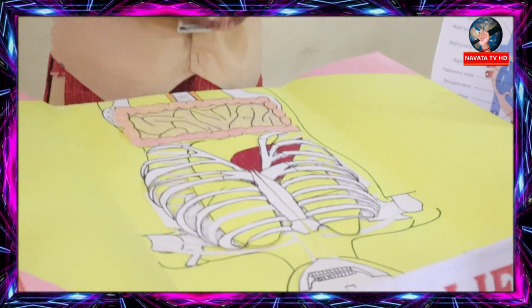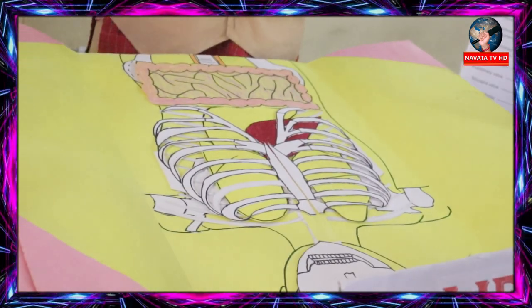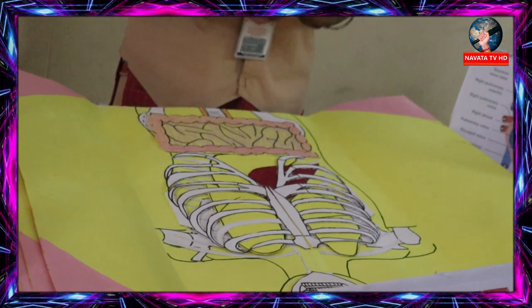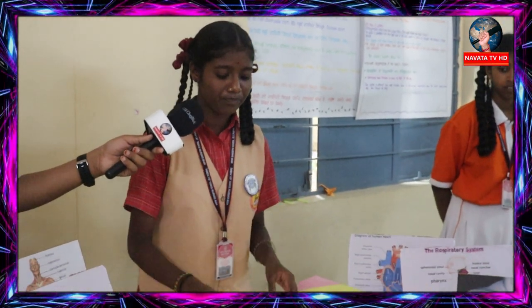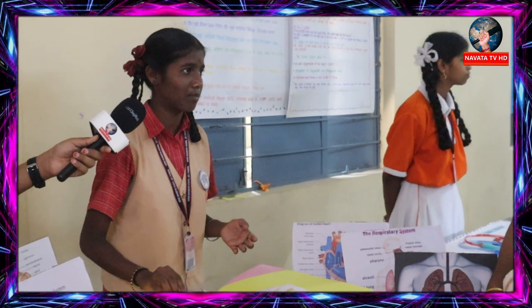Now let us study the respiratory system. The respiratory system is a complex and essential system in the human body that provides oxygen and removes carbon dioxide. The main components of the respiratory system: nose and mouth, air passes through the nostrils and the mouth. Larynx, air passes through the larynx, which is connected to the voice box. Pharynx, air passes through the pharynx, which passes food and air, air to the lungs, food to the stomach.